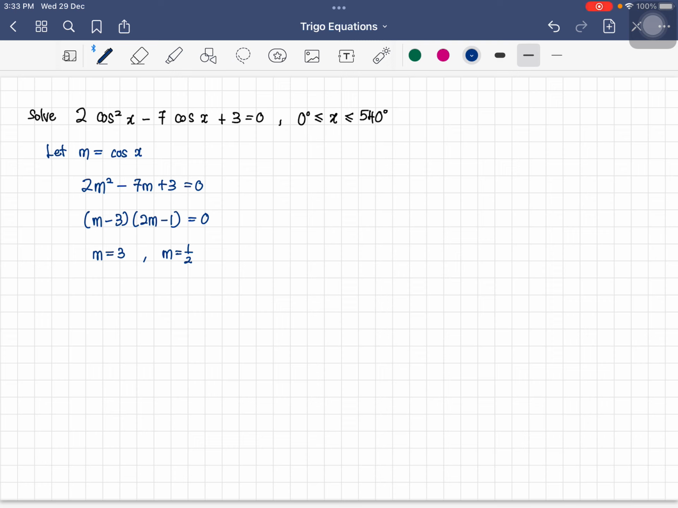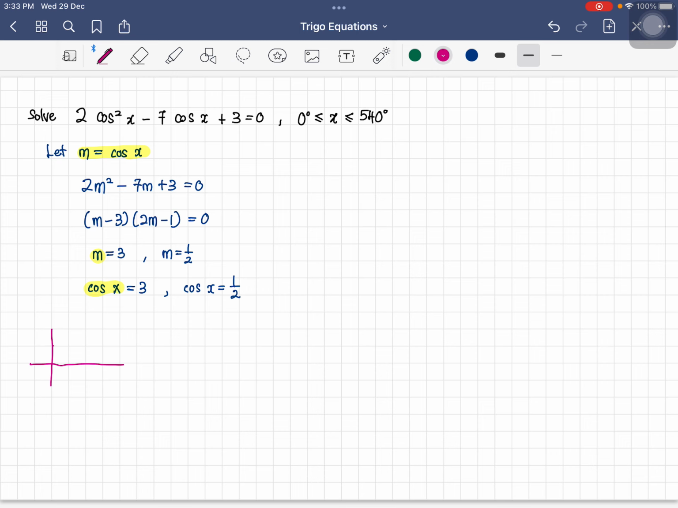Therefore, I need to transform back to cos of x. Because we already set m to be cos of x, cos of x will be 3, and another one, cos of x equal to half. Now we need to solve this. Do we have a solution for this one? We don't. Why? Let's look at this.